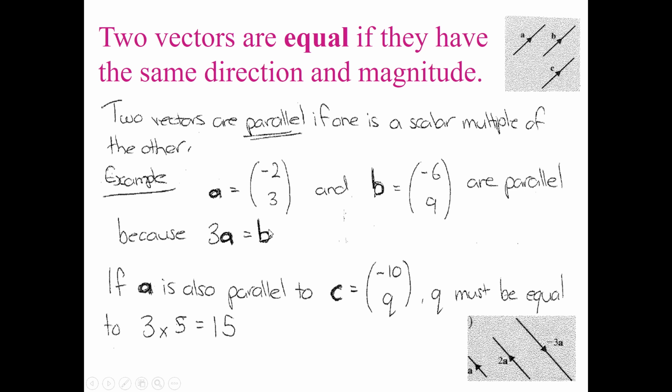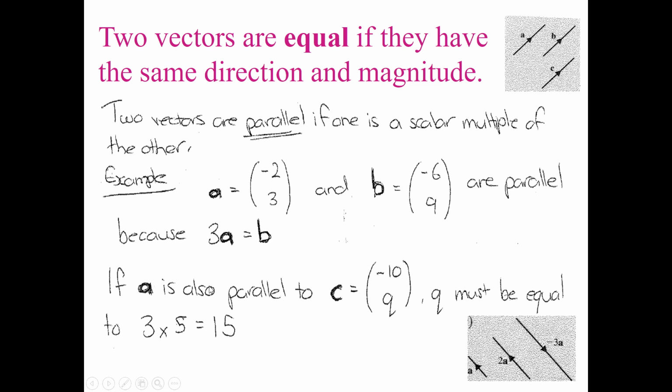So notice, 3a: 3 is the scalar, so don't put it in bold. a is the vector, though, so put it in bold, equals vector b, bold b. So these two are vectors, and this is the scalar multiple. Multiply this whole thing by 3 and you'll get that. Therefore these two vectors are parallel.